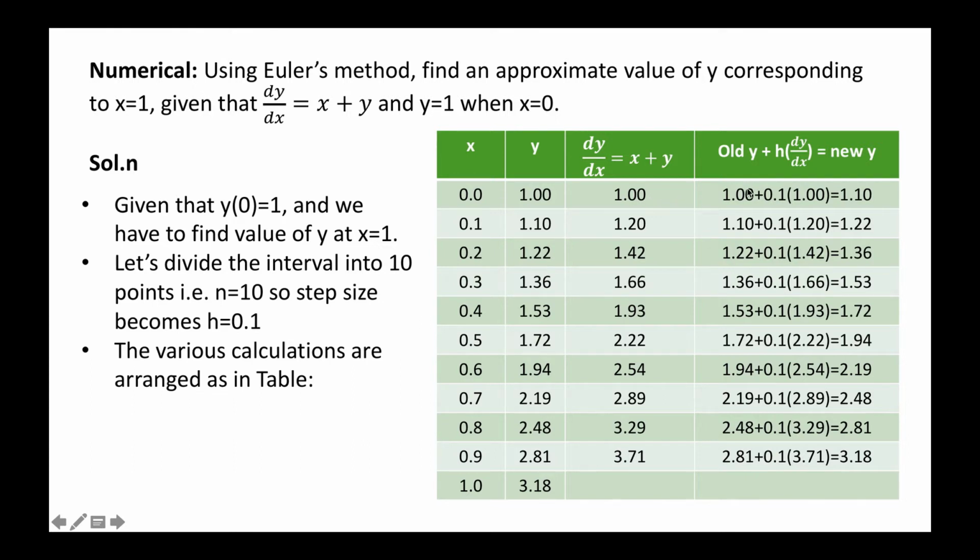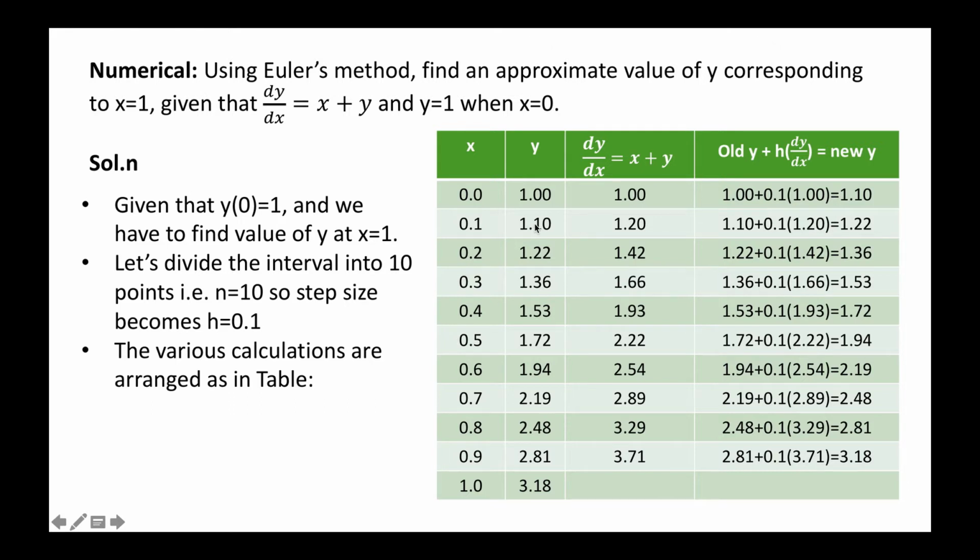Now apply the Euler formula. The new value of y, which is y1, is equal to the old value of y, y0, plus step size times dy by dx, or f of x comma y, any of these notations. On substituting these values, the new value of y comes out to be 1.1. So we started from x equal to 0, and we get the value of y1 from the Euler formula. We have y1 at what point? 0.1, because we have taken step size 0.1. So we have x as 0.1, and its corresponding y is 1.1.